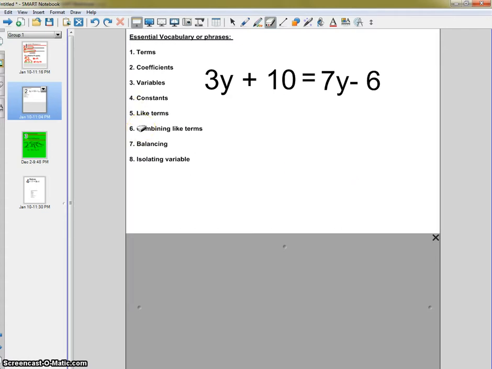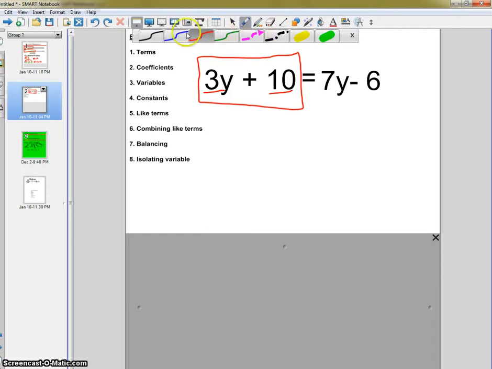Okay, so the first thing I want to check to see if I can combine any terms. Let's see, can I combine anything? I want to look to see if there's something on one side of the equal sign that I can combine. I'm going to focus on the left-hand side of the equal sign. Anything that I can combine? Absolutely not. There's no like terms here. We can only combine terms that are like. You cannot combine a coefficient with a constant. I'm sorry, you can't.